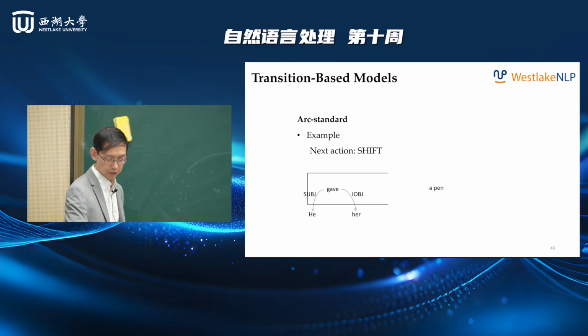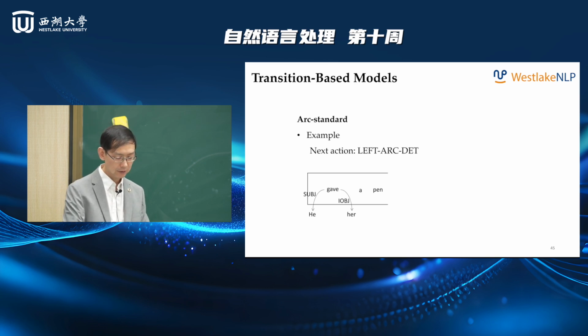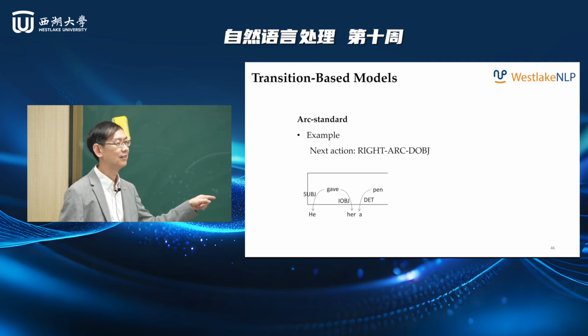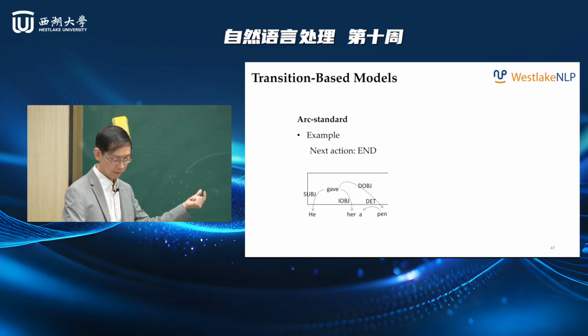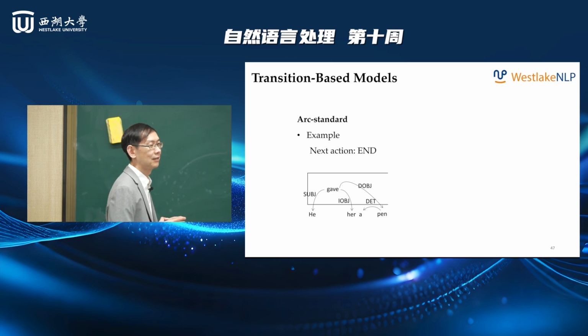And next is to shift the word onto the stack. And then I shift the word pen onto the stack. Guess what happens next? You need to build a left arc, right? Because modifies pen, left arc. Again, it happens to the top two items on the stack. And then you build a right arc to make pen an indirect object of give. And then you're done. The end. So you got a tree.